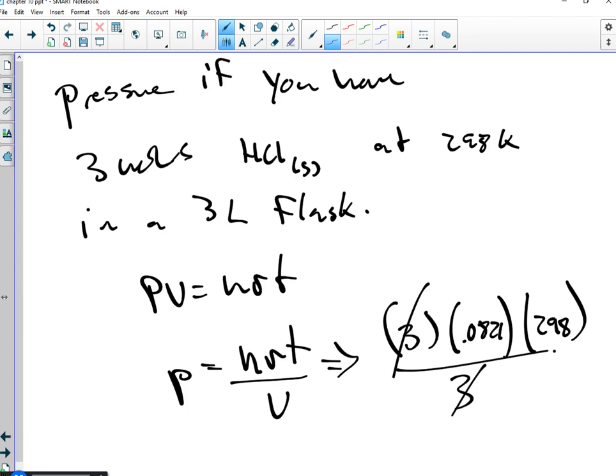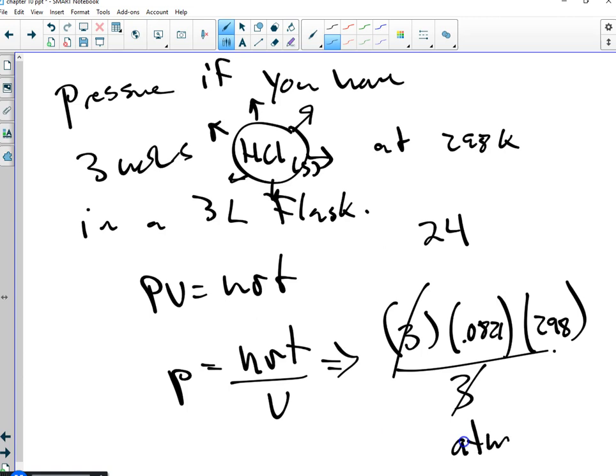So I take 298, multiply it by 0.0821, and that will give me my pressure. I'm going to guess like 27.24. It's the pressure that the HCl gas is exerting on the 3-liter flask. It's in atm. That's not bad, right?